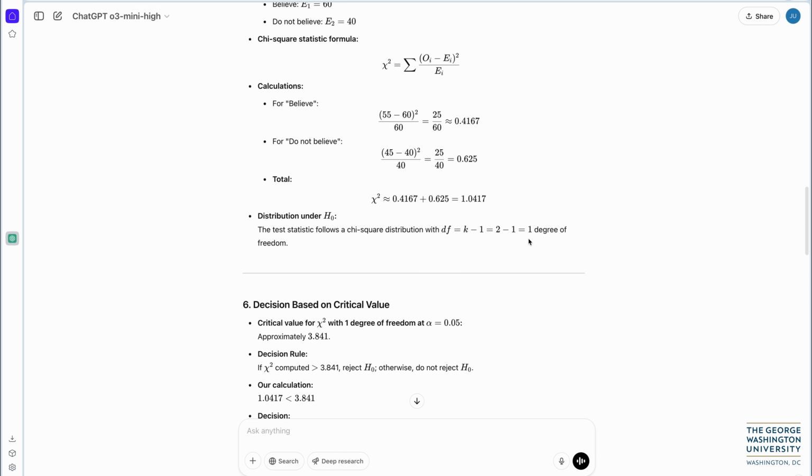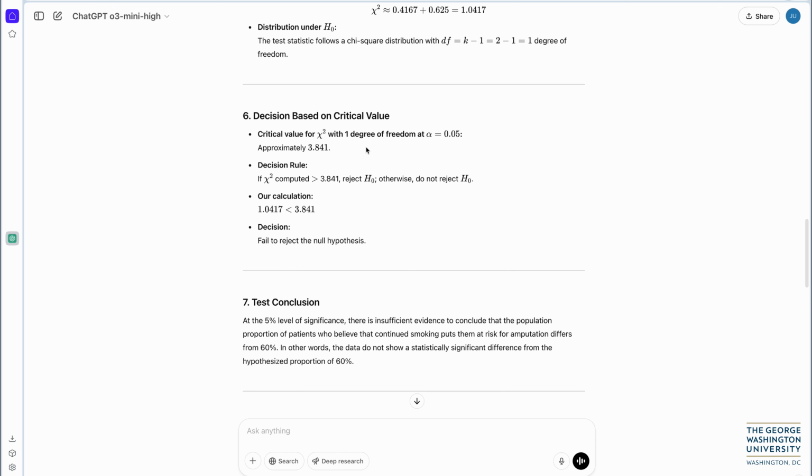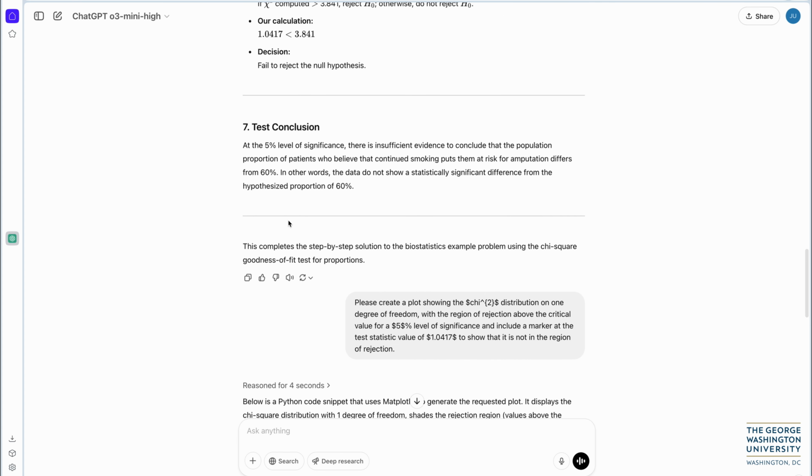Degrees of freedom, it also has 1 degree of freedom. And so for decision rule, for a chi-square distribution with a single degree of freedom and an alpha value of 0.05, that would be approximately 3.841, just as we said. And if x squared is computed to be larger than 3.841, we would reject, otherwise we do not. Our calculation shows it's not larger than 3.841, and therefore we fail to reject the null hypothesis. And then at the test conclusion, I will leave you to pause and read that. I think that's absolutely fine. And so, yeah, I would give 100% here to ChatGPT. Well done.